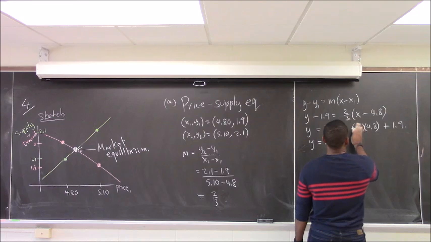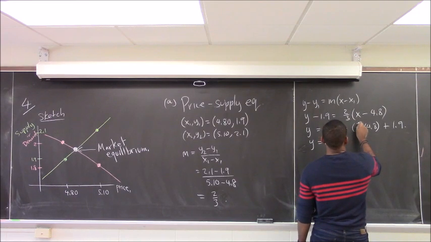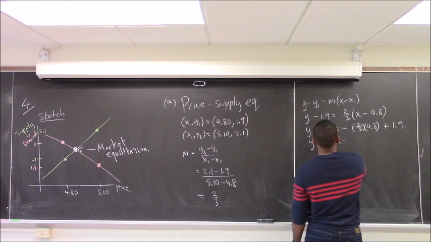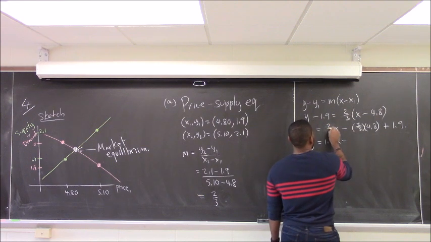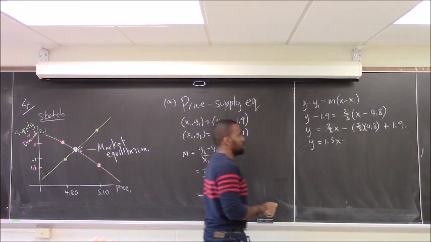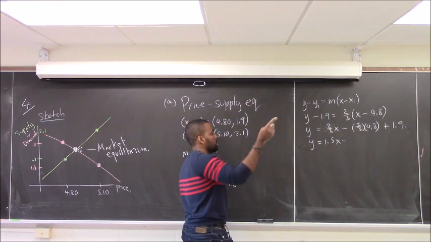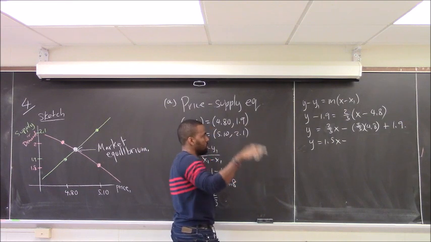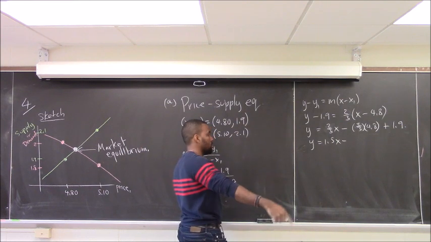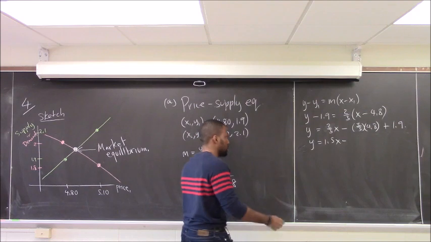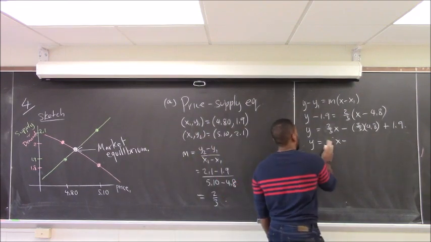Okay, so that would give me 2/3. Okay, so 1.9 minus, open parentheses, 2 divided by 3 times 4.8, close parentheses. What do we get?